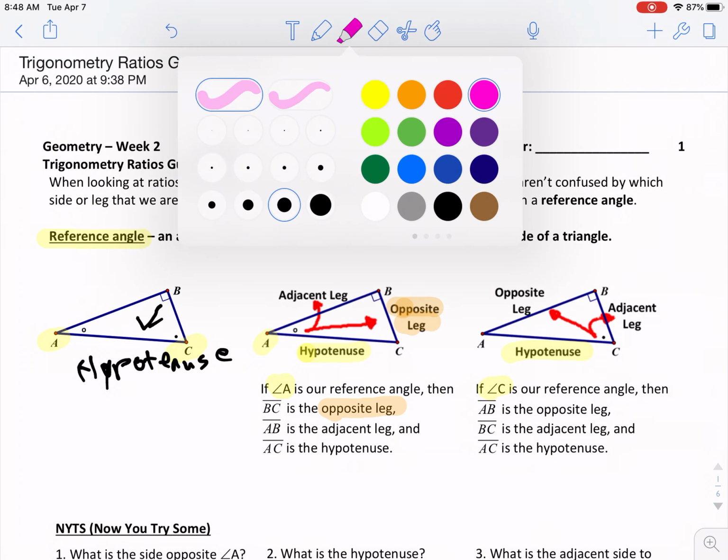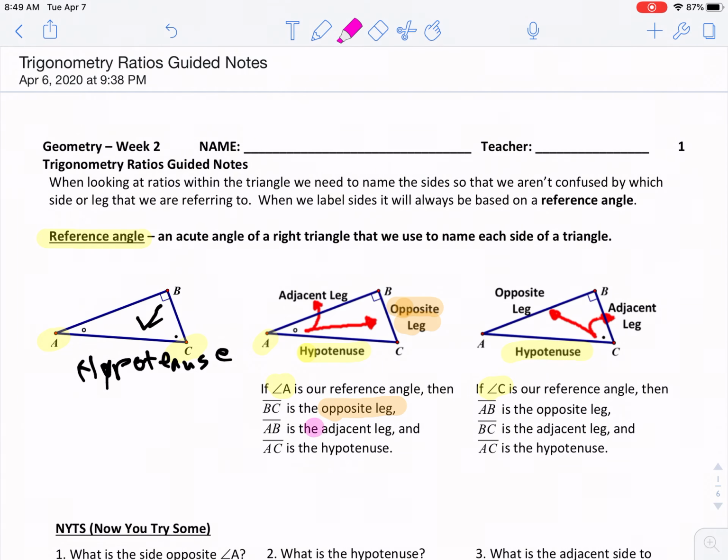Likewise, the adjacent leg is the side that is adjacent to A. Adjacent just means right beside, or they share a side, they touch. Notice this side is one of the rays of angle A. So that side is adjacent because they share that segment or that ray. The hypotenuse will never be the adjacent one. Even though it's part of that angle, hypotenuse dominates over adjacent.